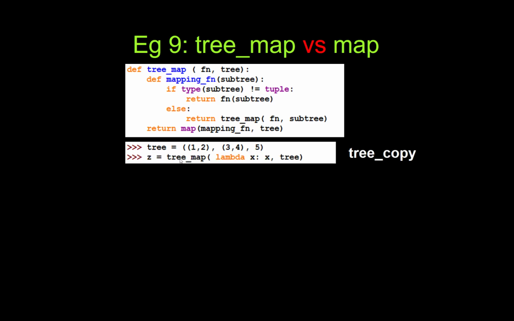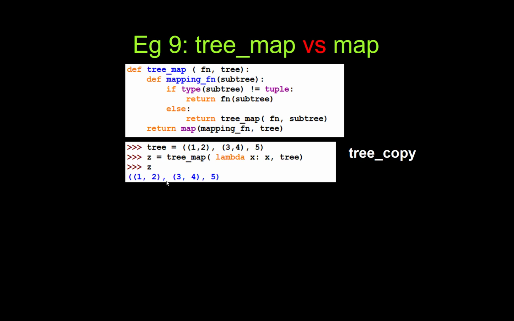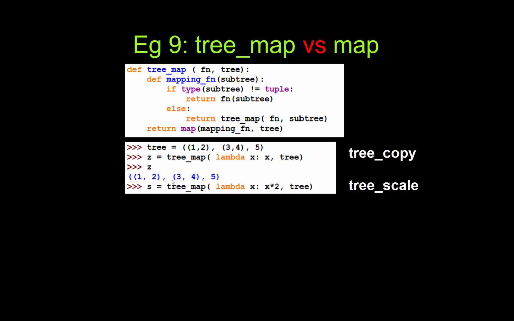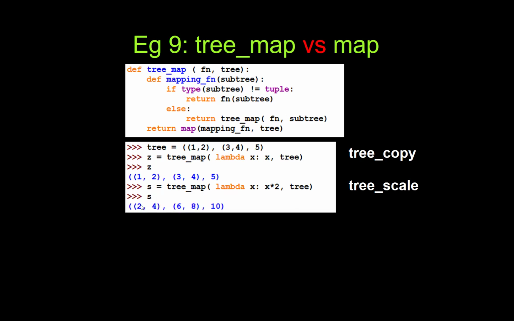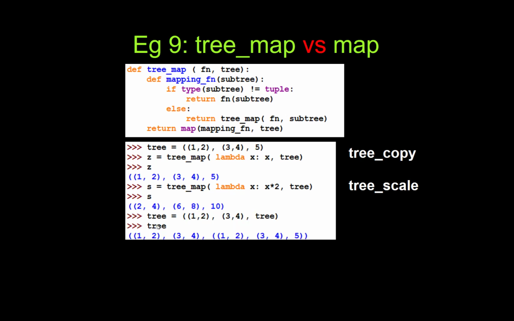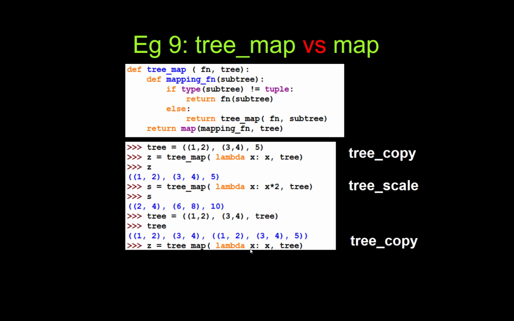When you say z equal to tree_map lambda x colon x, meaning that x is not changed, in effect, you make a copy of this tree to be z. So z, when you check it, is indeed the same as the tree. When you do s equal to tree_map lambda x, x times 2, this is to scale the leaf by 2 on the tree, so this is tree_scale. So when you check s, indeed it is 2, 4, 6, 8, 10. Now if we have a tree equal to 1, 2, 3, 4, 3, the tree is this. If you check z equal to tree_map lambda x colon x, this is again tree_copy tree.